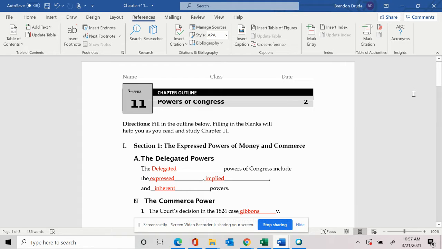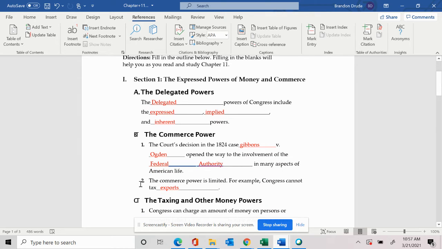I'm going to be covering the first half of the Chapter 11 notes. This is the powers of Congress. So in Section 1, we're talking about the powers of money and commerce. Just in general, Congress has powers, and these powers include the express powers, implied powers, and inherent powers. Now, we're going to cover this more in class and in our additional notes. So please watch that video once you're finished with this section, okay?